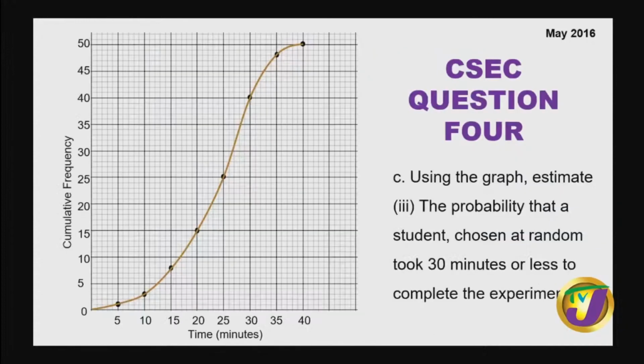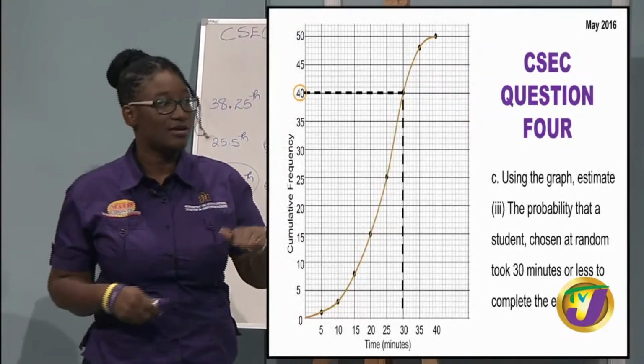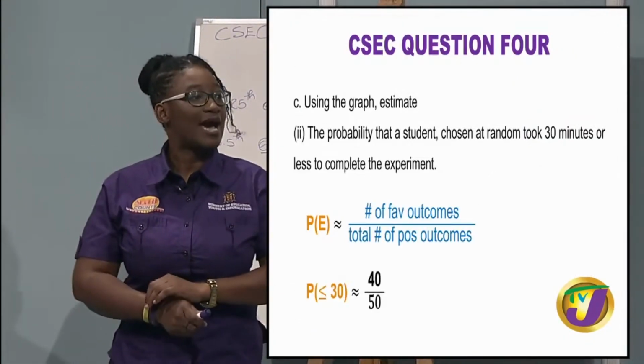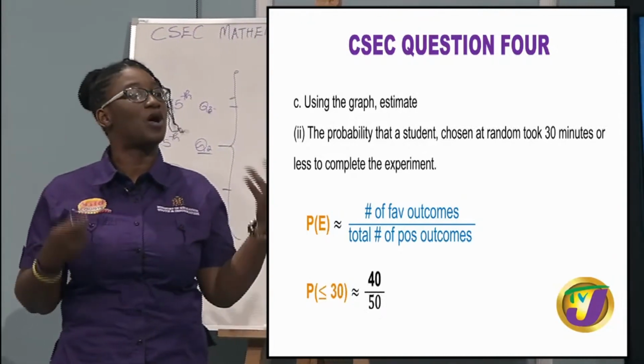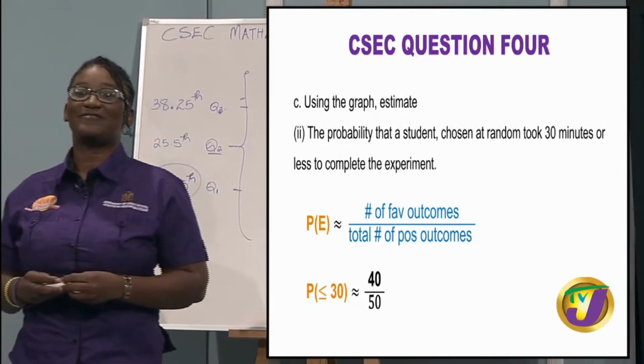Now, the final question asked us to find the probability that a student chosen at random took 30 minutes or less to complete the experiment, which is just using the graph again. Just want to point out quickly, Latoya, that we're given the 30 minutes, so we must be finding that 30 on the time axis. That's our horizontal minutes axis, and then we map up. So that was 40 students, and we need to account for the total possible outcomes. So that's 40 out of 50.